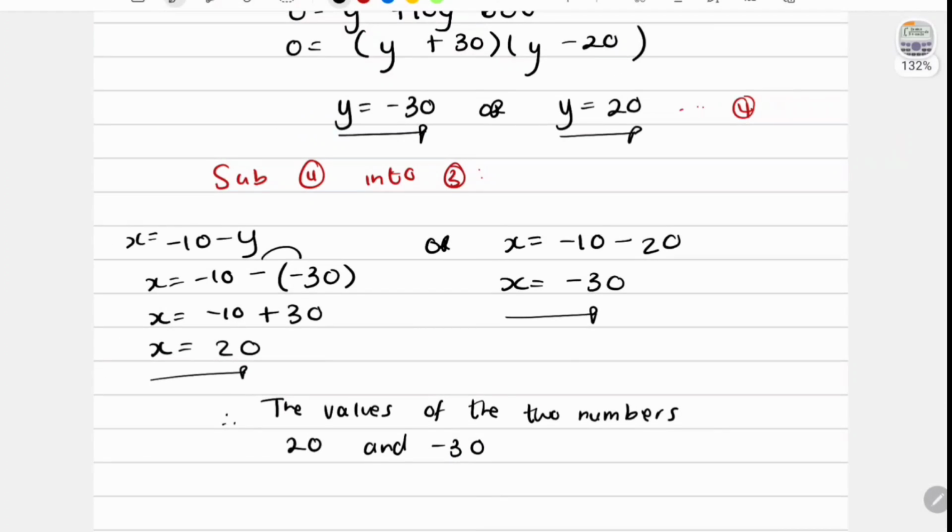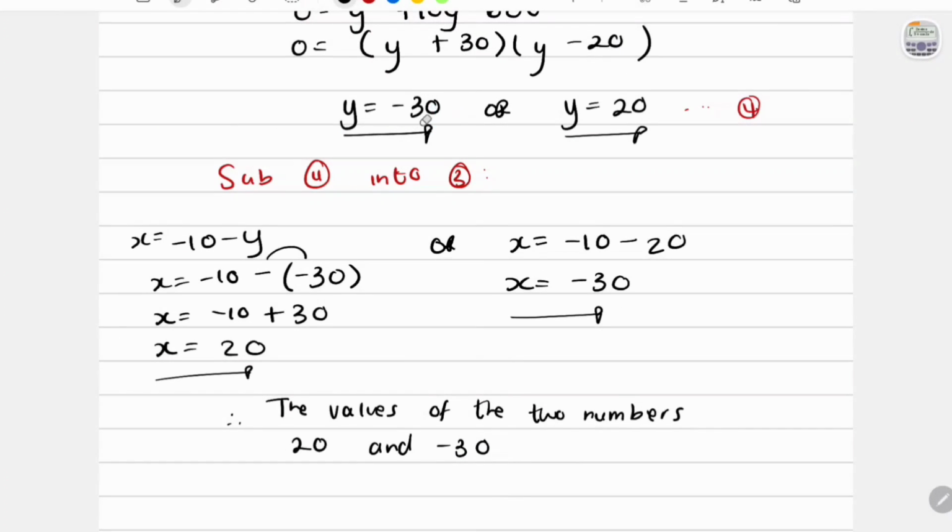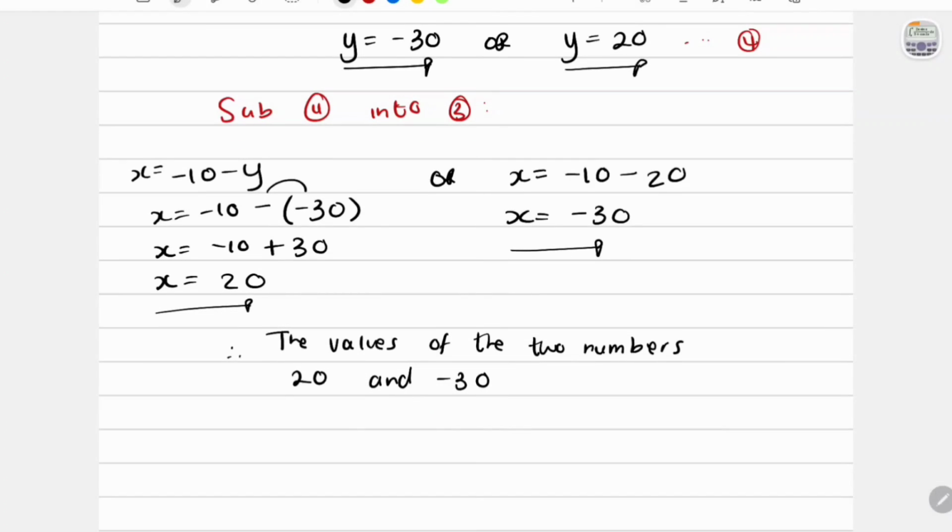I don't have to write the or anything like that, because here y is equal to negative 30, but x is 20. Here y is 20, but x is negative 30. So the two numbers are ultimately just 20 and negative 30.